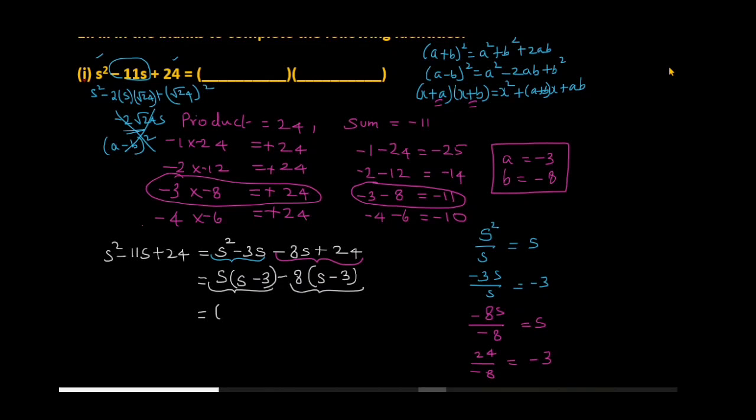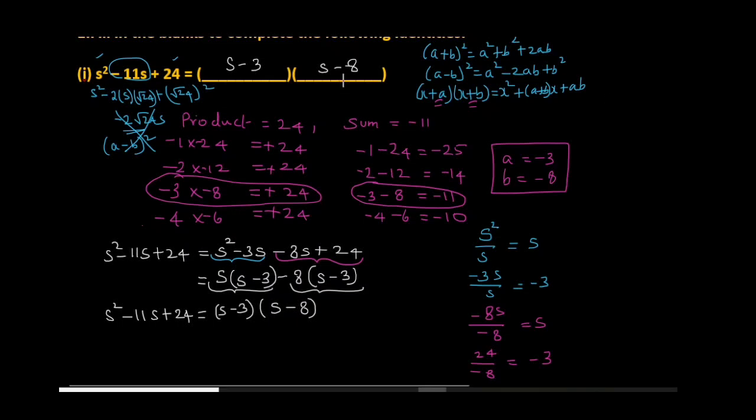In that, s minus 3 is the common one. So when we are taking s minus 3, the first term is s and the next term is s minus 8. So these are the factors for s squared minus 11s plus 24. This is one way. So we got the answer here. One factor is s minus 3. The another factor is s minus 8.